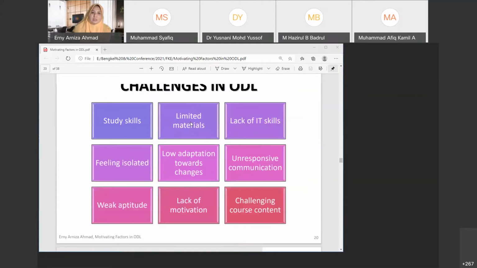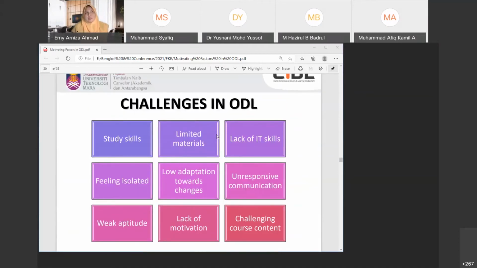This is a real challenge. Last December, Madam Erny received an invitation from MPP UiTM Sabah. For that session, there was another counsellor as a panel member. This is what was shared by the counsellor. The counsellor, sorry, his name is Khairul, I forgot. This was shared by a counsellor from UiTM Negeri Sembilan. These are among the main challenges.